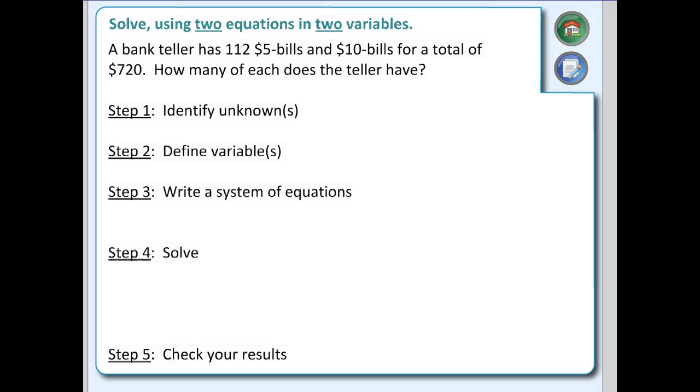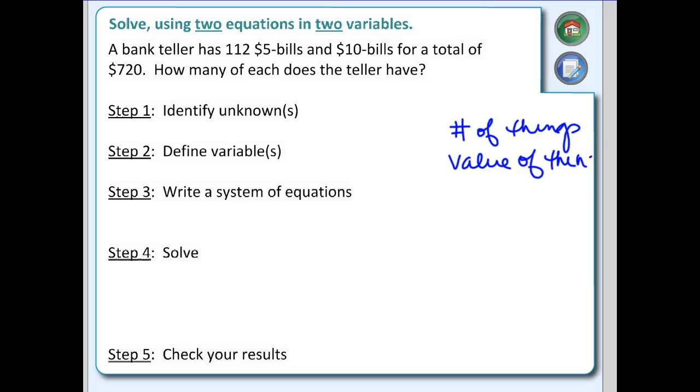Again, it says solve using 2 equations and 2 variables. A bank teller has 112 $5 bills and $10 bills for a total of $720. How many of each does the teller have? Now we're going to see a reoccurring theme here. Most of the time when they want us to do these story problems, we're kind of looking at the number of things, okay, and also the value of things.